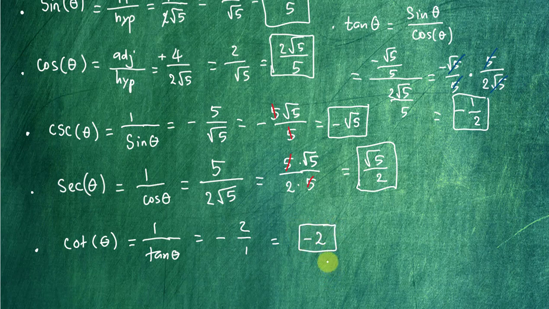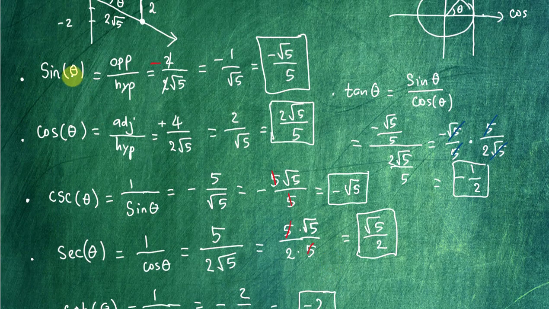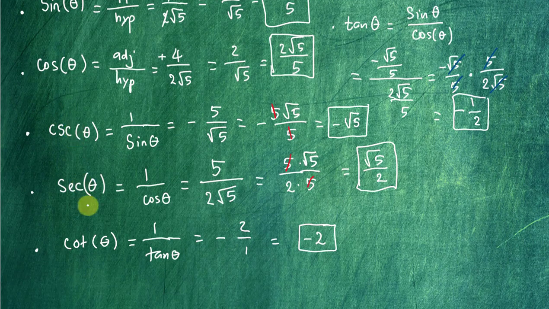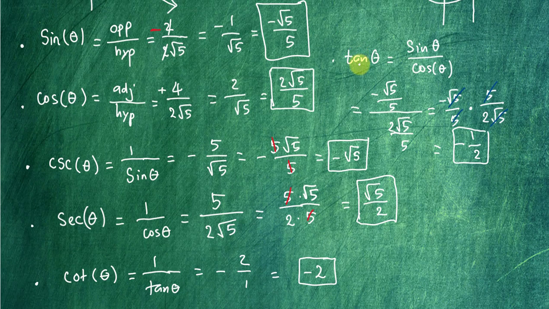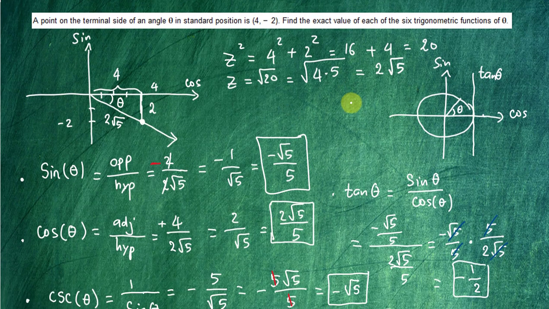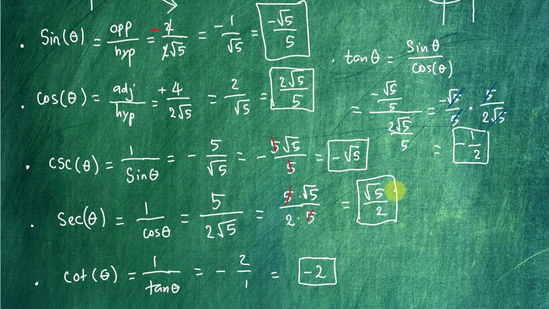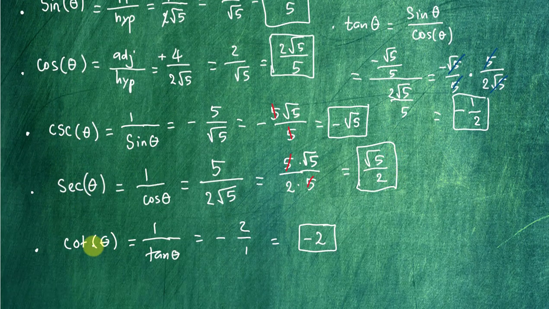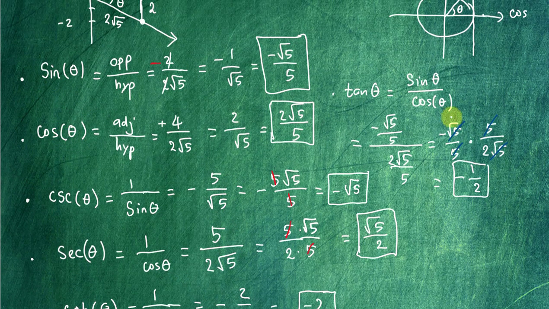So we have sine, cosine, cosecant, secant, cotangent, and tangent. So the best thing that you should do for this type of problem is to find the sine, cosine, and tangent, and then after that you can figure out the cosecant, secant, and cotangent easily. And that's how you find this problem.